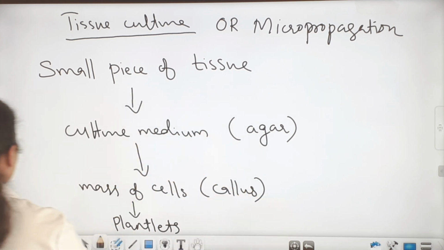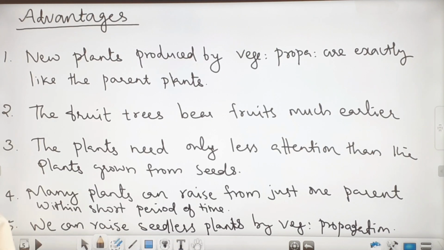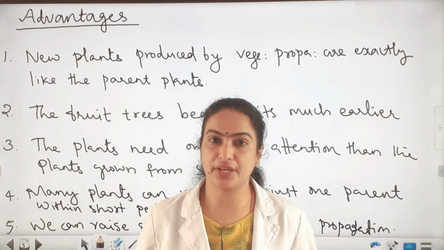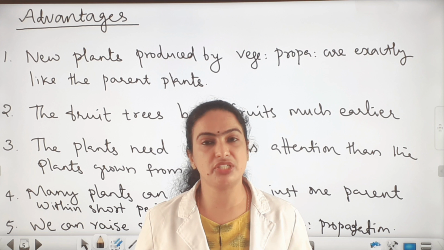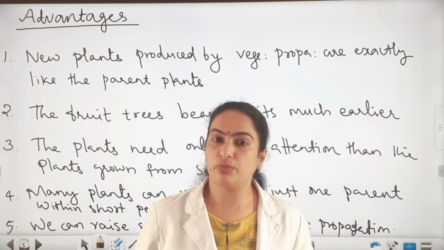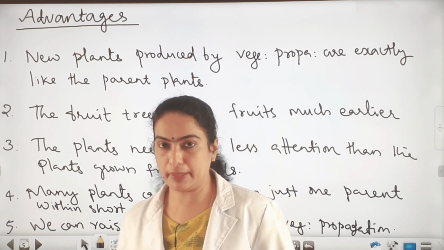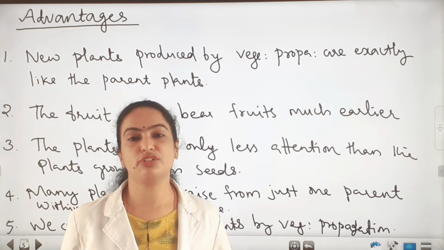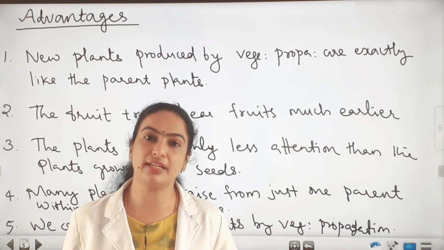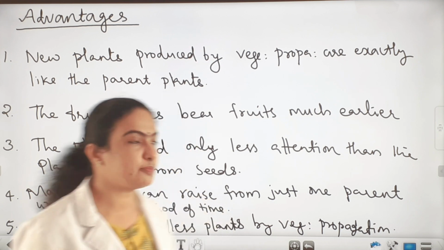Okay. Now we can see the advantages of vegetative propagation. This is a very, very important point. What is the significance, or what are the advantages, of vegetative propagation? First point: new plants produced by vegetative propagation are exactly like the parent plants. That means they are genetically identical to the parent plant.